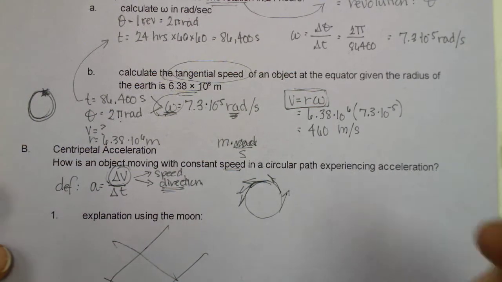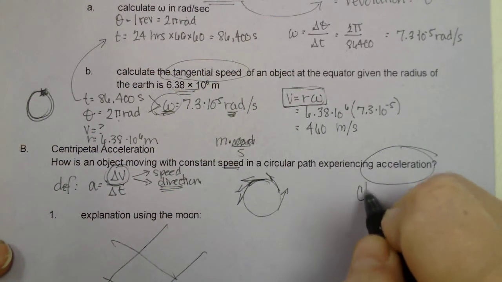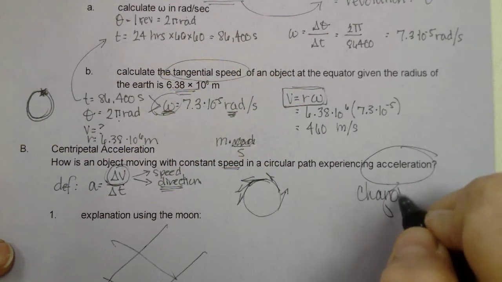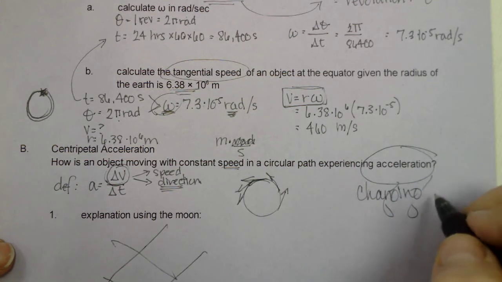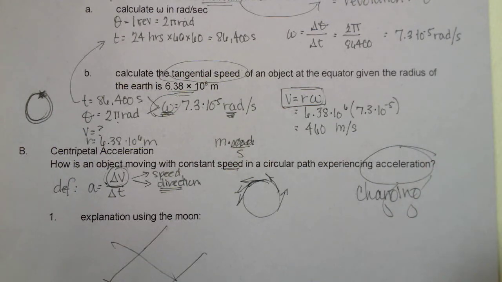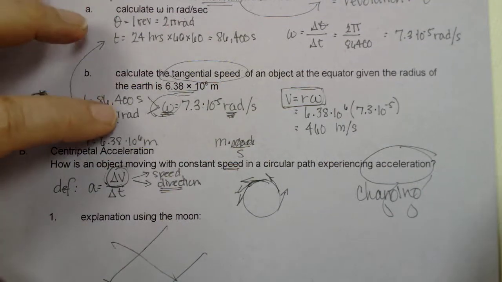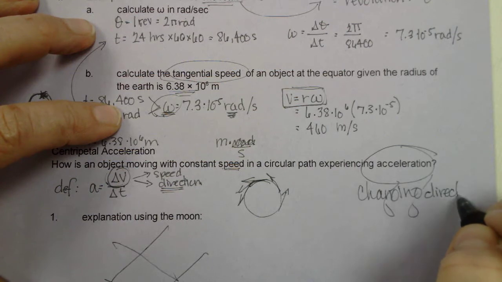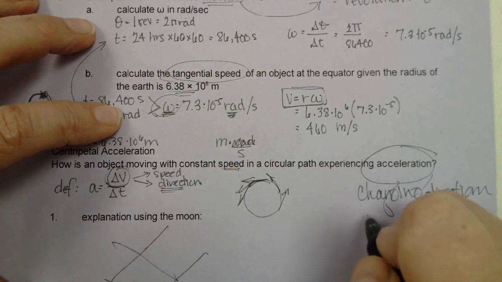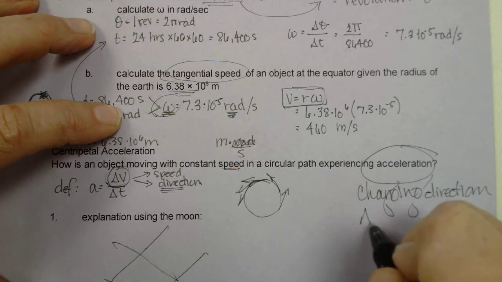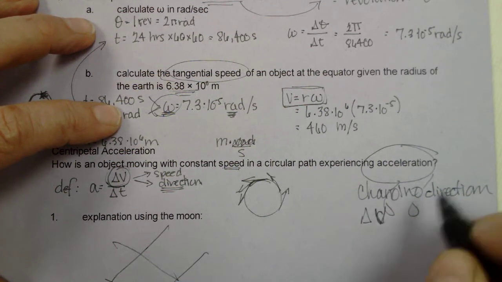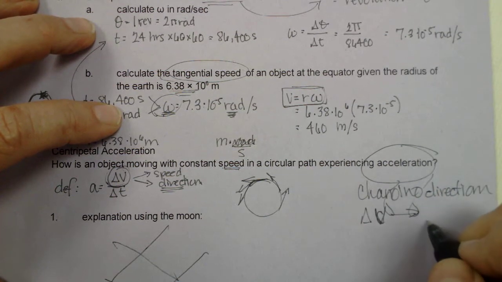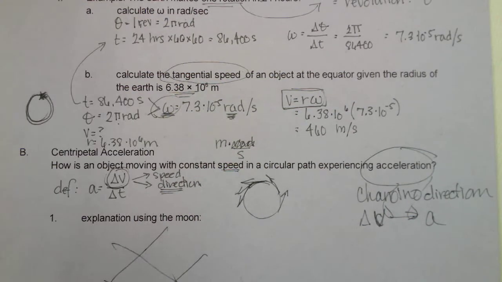But I do want you to notice that it is accelerating because it is changing direction. It would be a great question for me to ask you in the future. How is it possible to experience constant speed around a circle and yet be accelerating? Well, how is it possible? Because you are constantly changing direction. And when you change direction, that means you are changing your velocity, and changing your velocity absolutely means you are accelerating. It doesn't have to be change in speed. It can be change in direction.